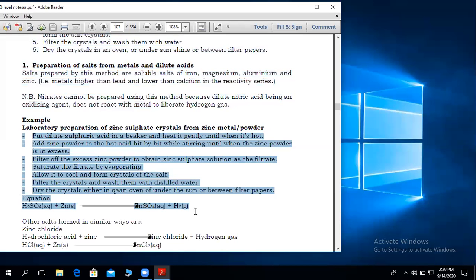We usually give this question 6 marks. And you know what it means by 6 marks in chemistry. So take note of that. So time is up for us. Maybe my assignment to you is to prepare zinc 2 chloride. Now it means you use hydrochloric acid.